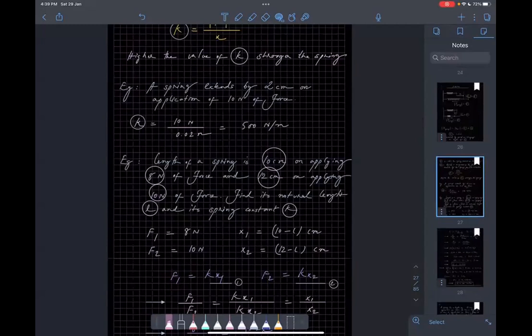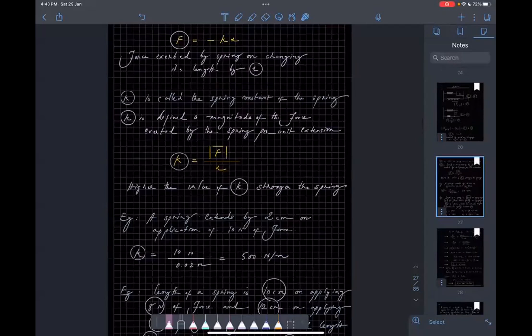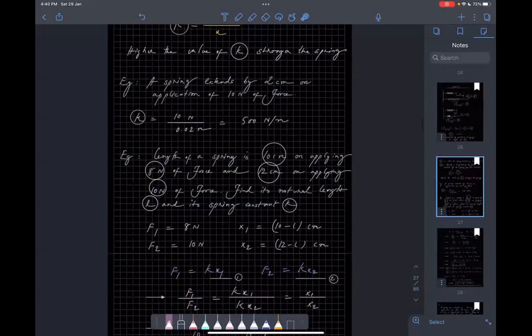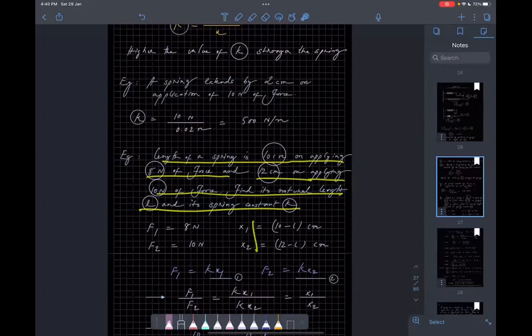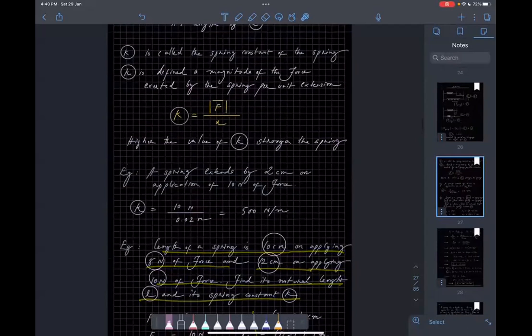See, here I have given a spring. Length of the spring is 10 centimeter on applying 8 Newton force and 12 centimeter on applying 10 Newton force. Find the natural length of the spring. How will you do this problem?